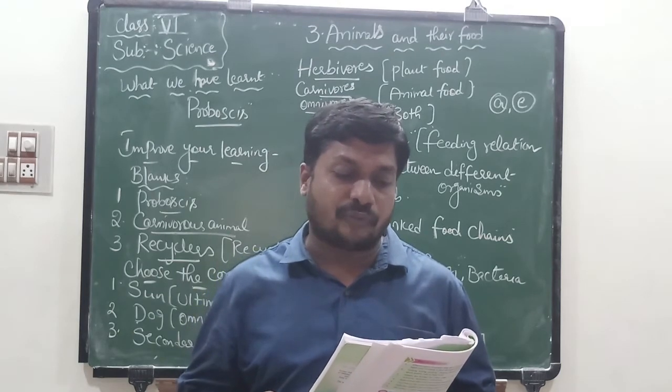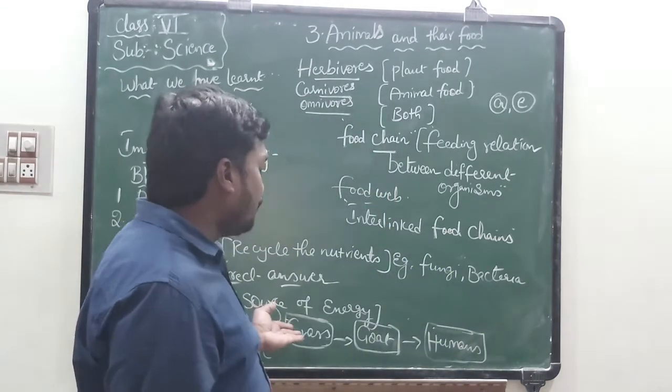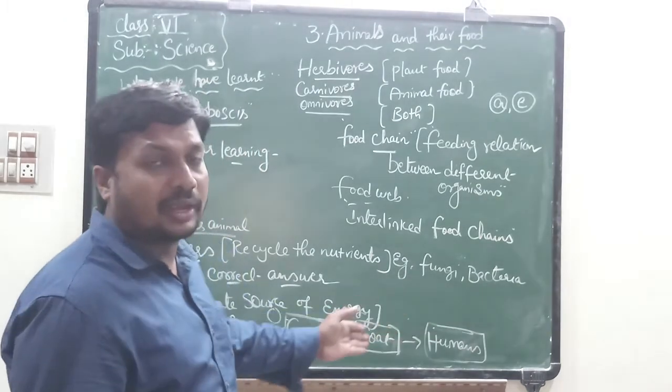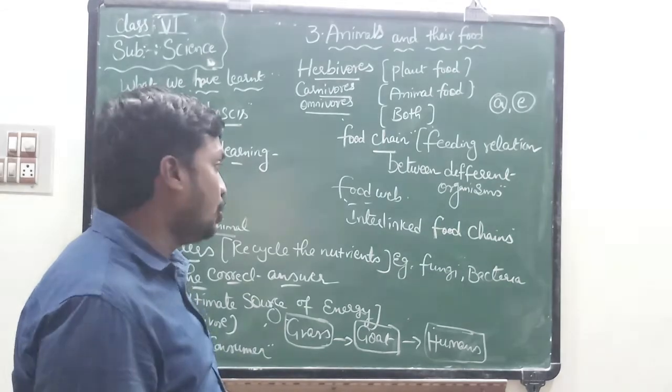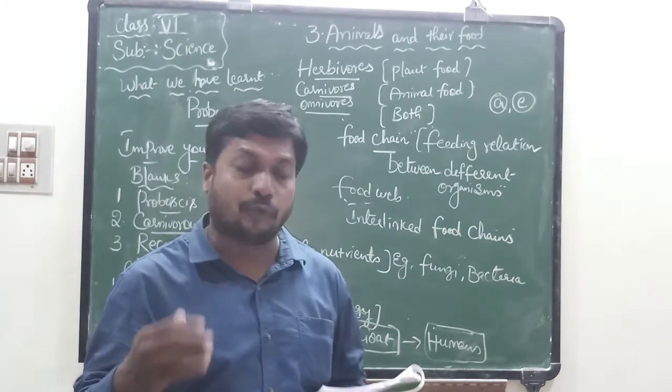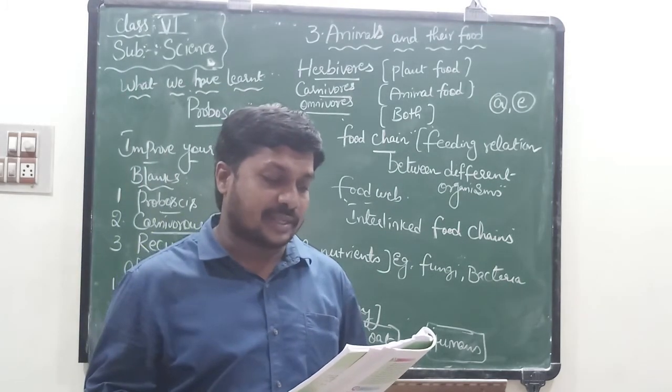Write the importance of food chain. Food chain is the feeding relationship. One organism depending on another organism for food is known as food chain. So food chain helps to supply food to living organisms.